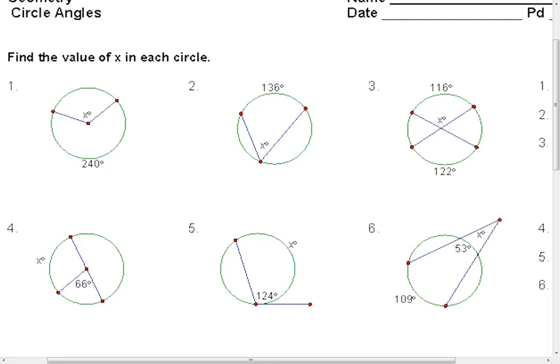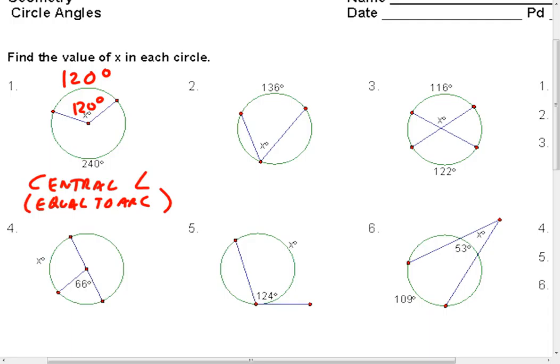If that arc is 240, what's the remaining arc? 120. And why am I writing down 120 degrees for the central angle? What's the rule for a central angle? Equal to arc. That's the type of justification that I'm looking for underneath each of these. And you jot down something that relates to one of our rules.